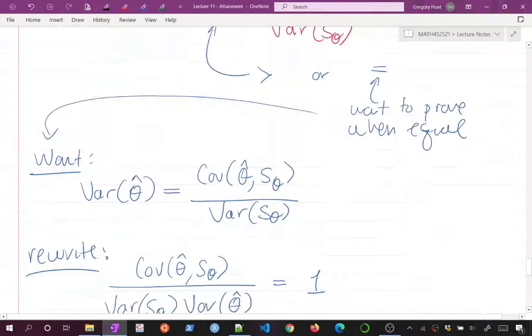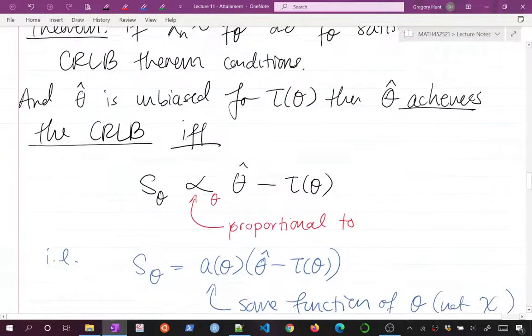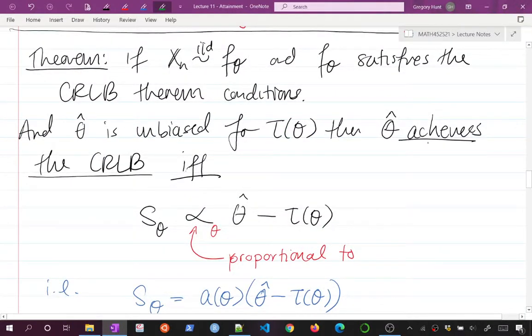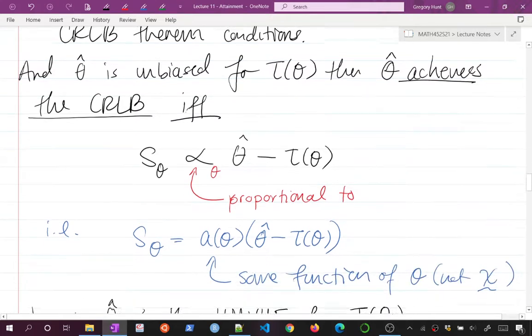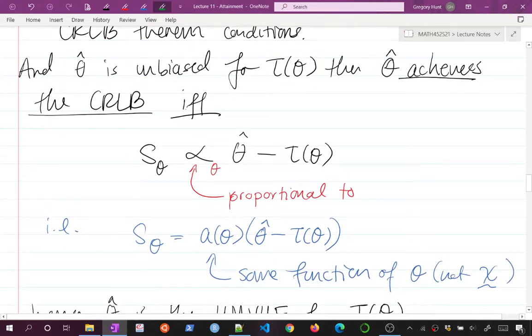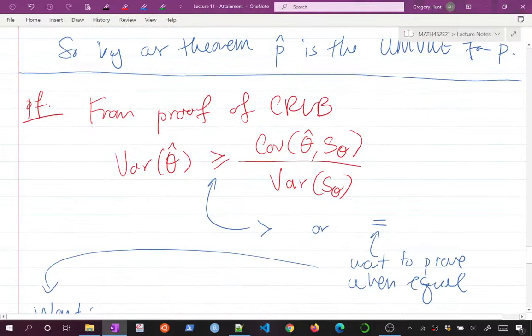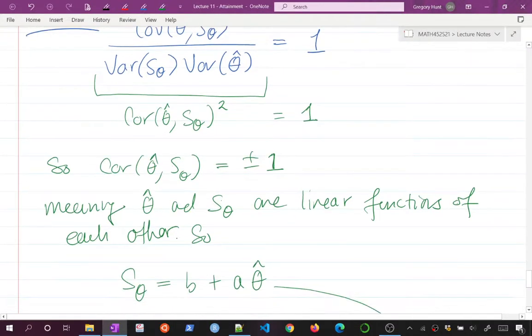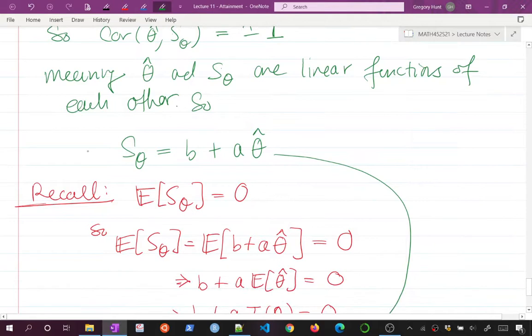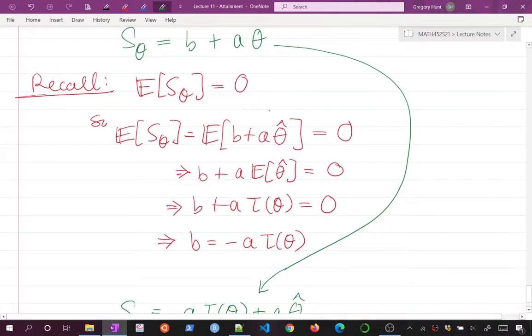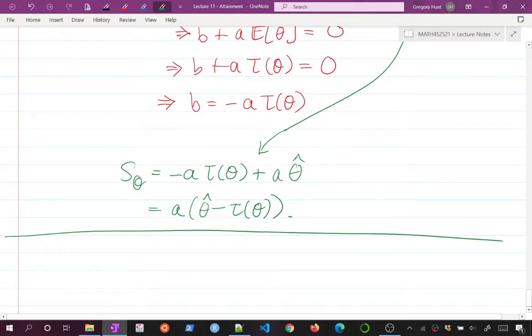But so what we did, right? Let's just do a quick recap. The theorem says that some theta hat achieves the Cramer-Rao lower bound if and only if the score is proportional to theta hat minus tau theta, some A times theta hat minus tau theta. And we basically proved that by rearranging the proof of the Cramer-Rao lower bound and showing that if it achieves the bound, the score is linearly related to theta hat. We could exploit the fact that the score has expectation 0, and you can write it in that form. So that's kind of cute.